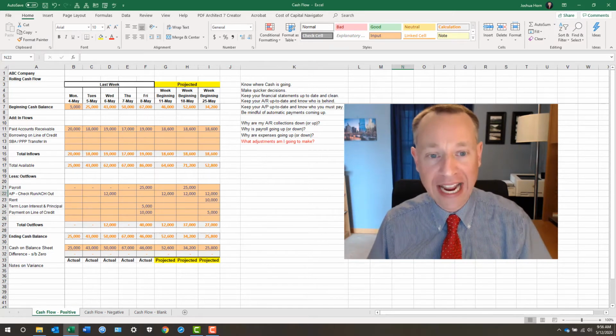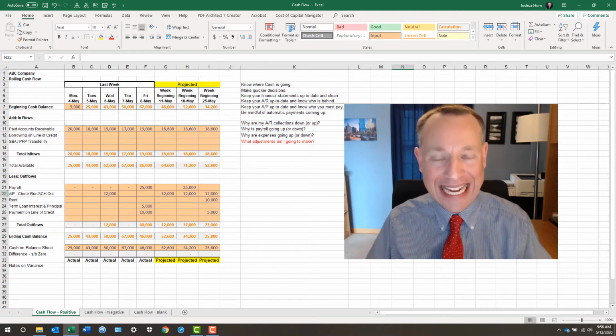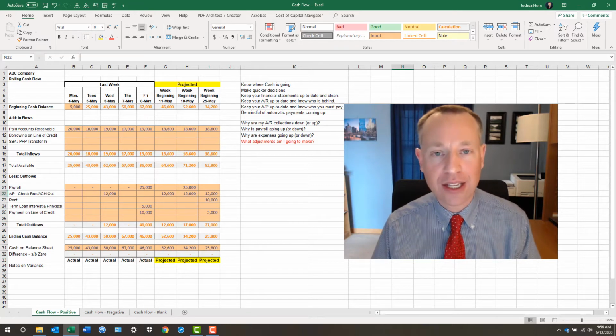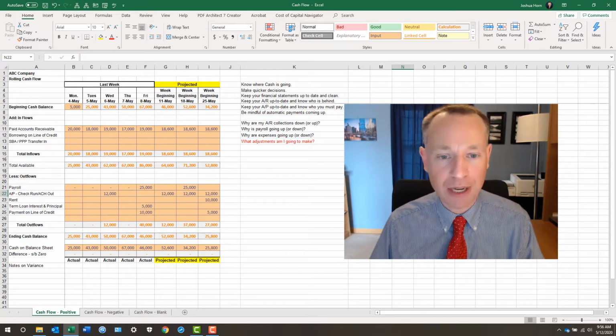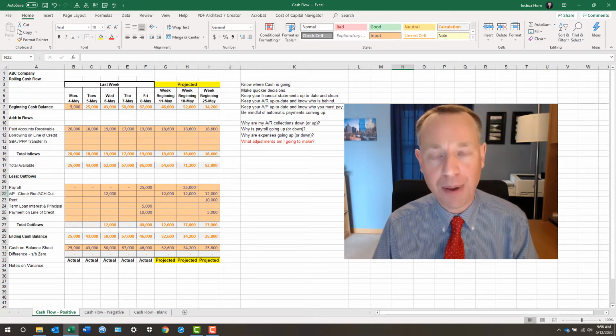You're going to know where cash is going. You're going to be able to make quicker decisions. Keep your financial statements up to date and clean. This is going to force you to make your postings every single day. Keep your accounts receivable up to date. Know who's behind. How about your AP? You're going to keep that up to date and know who you must pay.